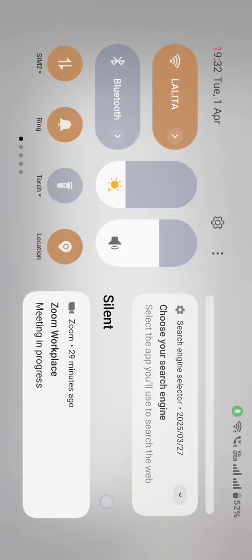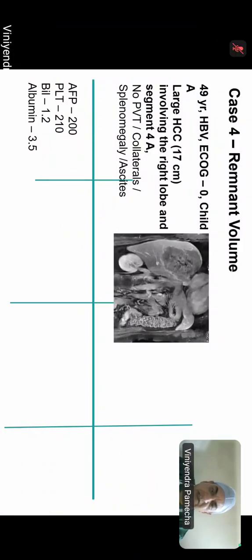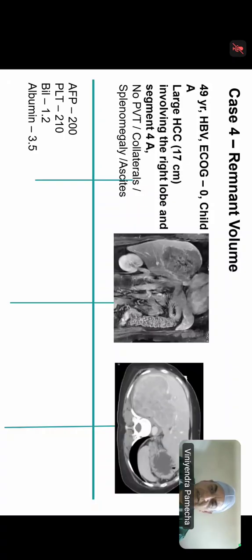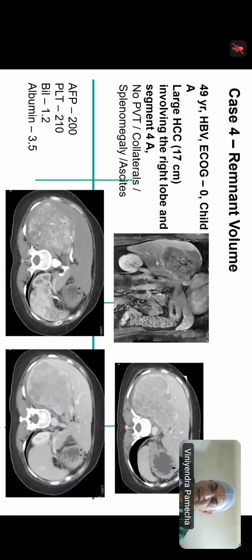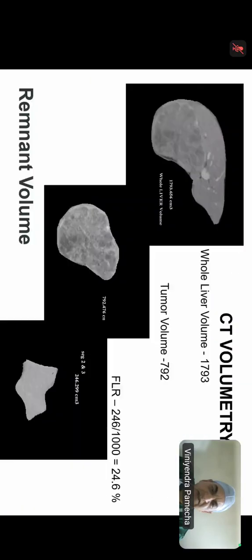The tumor was about 17 centimeters. She had no clinically significant portal hypertension. You can see the large tumor there in the right lobe of the liver going into segment 4A as well. Her alpha fetoprotein was 200, platelets were 210. This just shows her scans, and these were the volumetries. Just to emphasize again how the volumetries are done: whole liver volume was about 1700, tumor volume was about 792, so FLR was about 246.